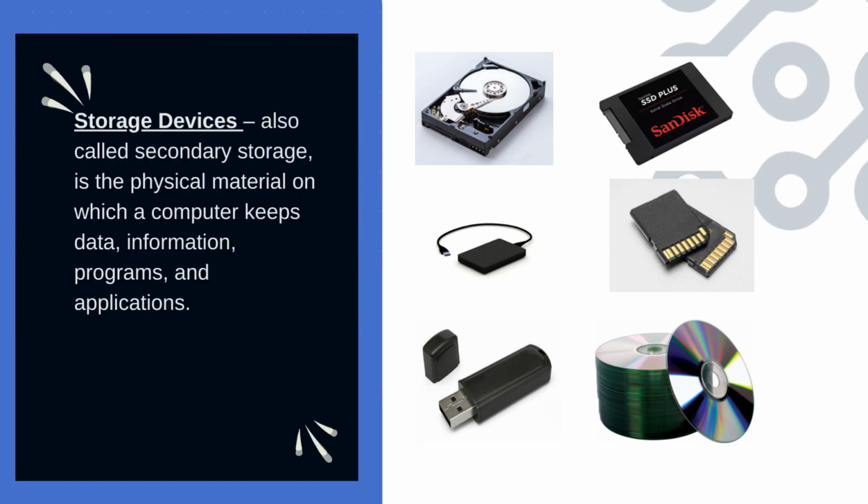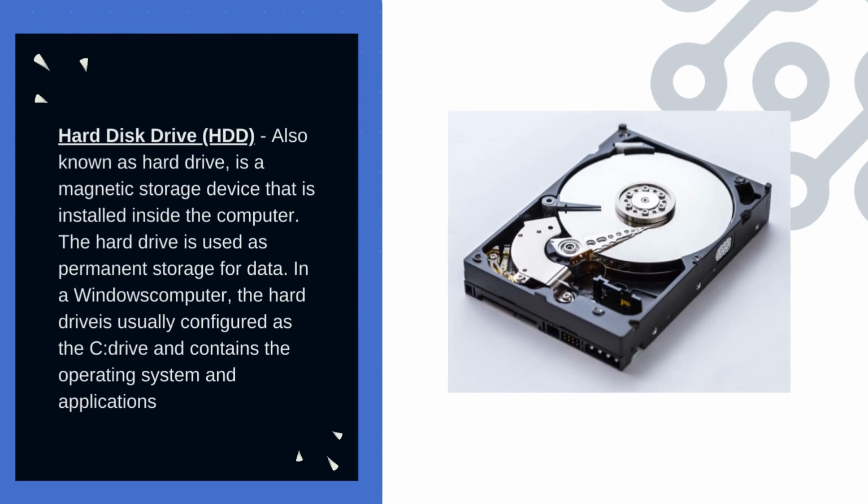Another is the storage devices, also called secondary storage. It is the physical material on which a computer keeps data, information, programs, and applications. First example of storage devices is the hard disk drive or HDD, also known as hard drive. It is a magnetic storage device that is installed inside a computer. The hard drive is used as permanent storage for data. In a Windows computer, the hard drive is usually configured as the C drive and contains the operating system and applications.